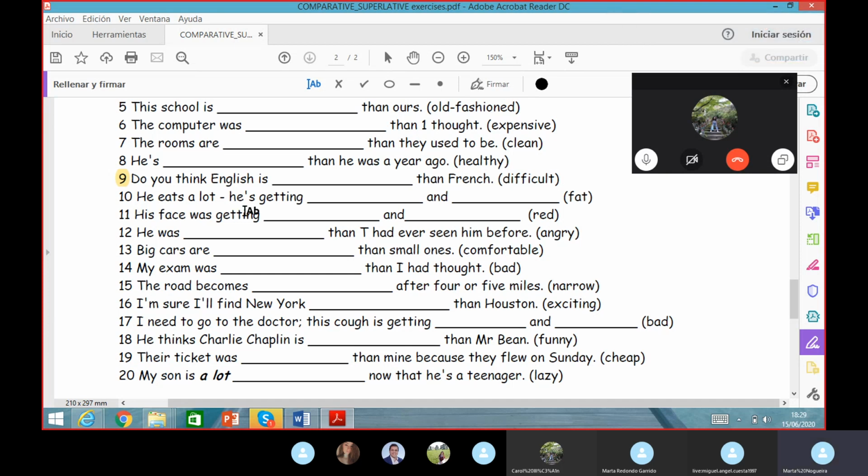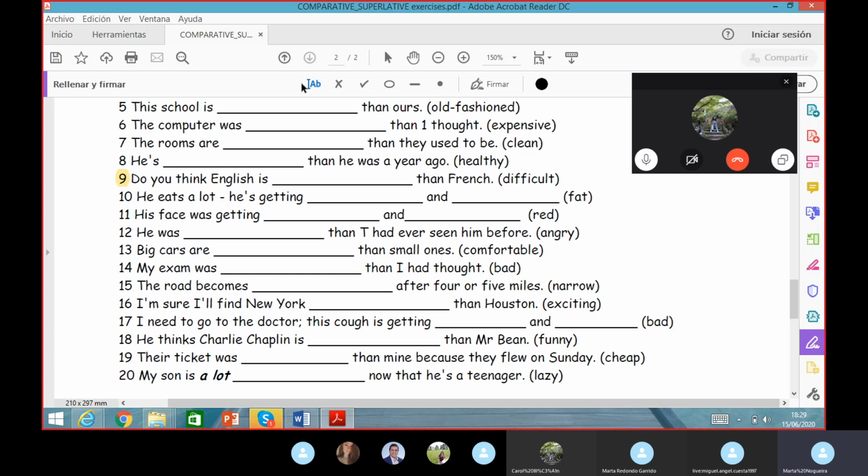10. We said 9 was more difficult. 10, he eats a lot. He's getting fatter and fatter, ¿ok? En Spanish we say se está poniendo cada vez más y más gordo. En español repetimos el más y más gordo, pero en inglés se repite el adjetivo, fatter and fatter. He's getting fatter and fatter. Se está poniendo más y más gordo, ¿ok? Fatter and fatter.